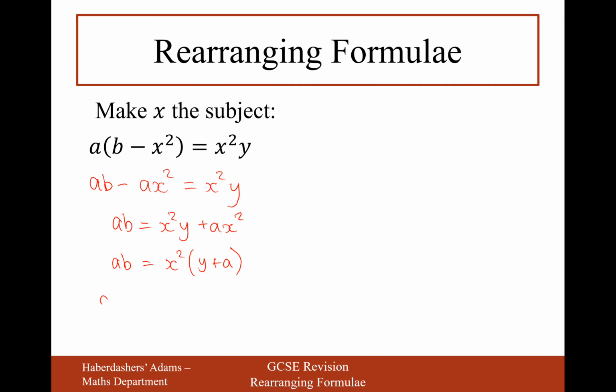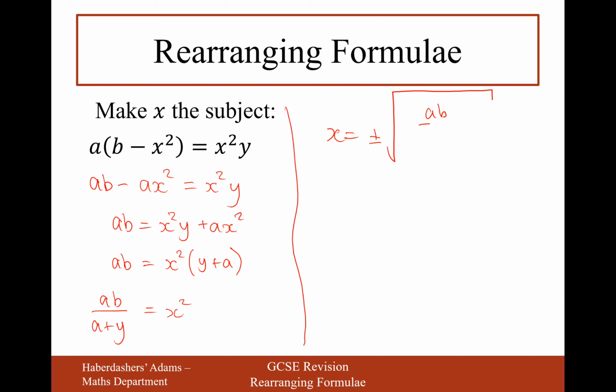Divide by the y plus a, so it'll be ab over a plus y. Doesn't matter what order you add things together in, preferring it to be in alphabetical order. Now let's square root both sides, so x equals plus or minus the square root of ab over a plus y. And there we are, that's the answer to this question.